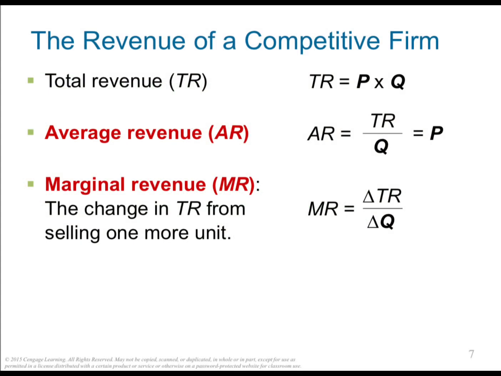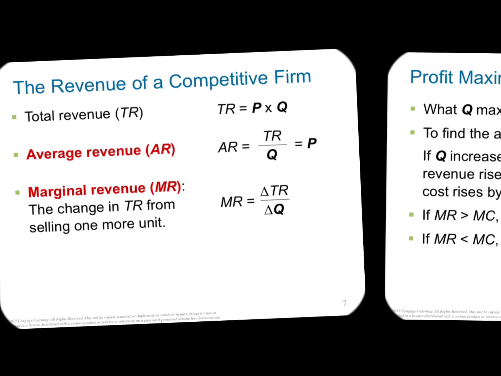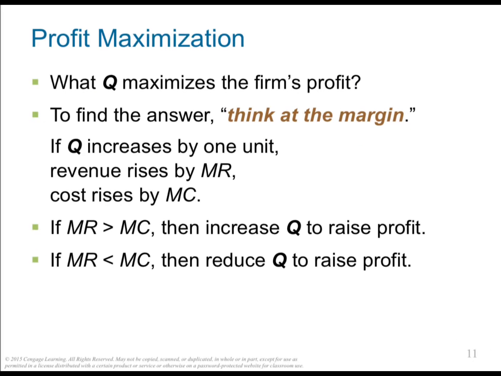Let's look at revenue. Total revenue equals price times the quantity. Average revenue equals TR divided by Q, and in perfect competition, AR equals price. Marginal revenue, MR, equals the change in TR from selling one more unit. In perfect competition, MR always equals price, because firms can sell as much as they want at the market price without changing it. To maximize profit, firms compare marginal revenue to marginal cost.